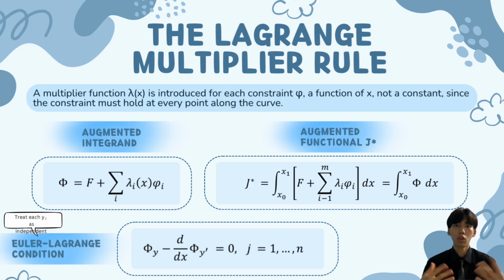The theorem states that the functions y1 through yn together with the multipliers lambda 1 through lambda m must satisfy the Euler-Lagrange equation applied to capital Phi, with each yj treated as if it were independent. Capital Phi subscript yj minus d over dx of capital Phi subscript yj prime is equal to 0 for j equal to 1 until n. Therefore, these equations solved together with the original constraint equations, which is phi i equal to 0, form a complete system for finding the unknown functions and the multipliers.